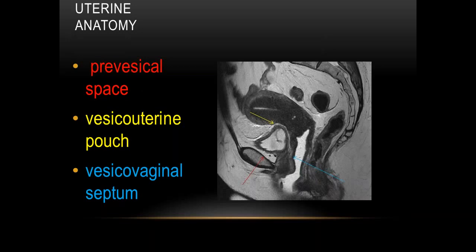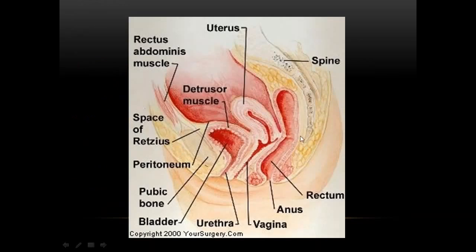Some anatomy here. The bladder is also called the vesicle. So anterior to the bladder is the prevesical space. Posterior to the bladder, between the bladder and the uterus, is the vesicouterine pouch. And in between the bladder and the vagina is the vesicovaginal septum. Just another example, a drawing of the uterus, the rectum, the vagina, the anterior and the posterior fornices, our bladder here.